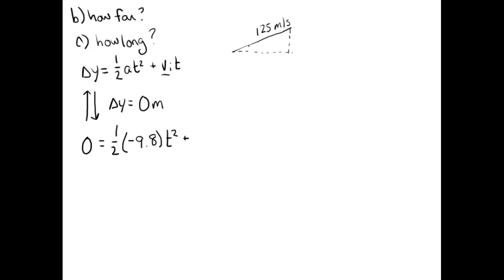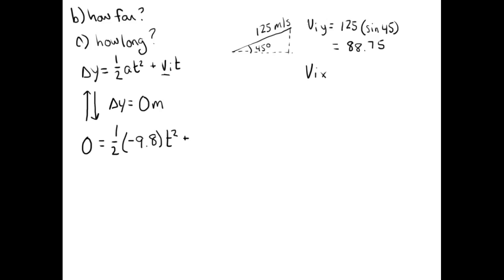And down. Right here is 45 degrees. I can figure out those x and y components by using my trigonometric functions. If I want vi sub y, I can just say vi sub y equals 125 times the sine of 45, which equals 88.75.